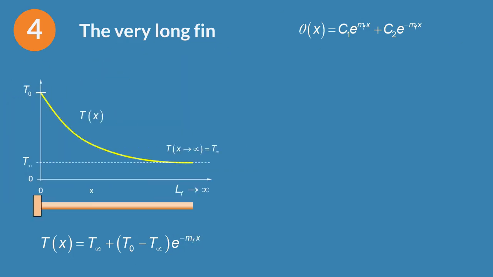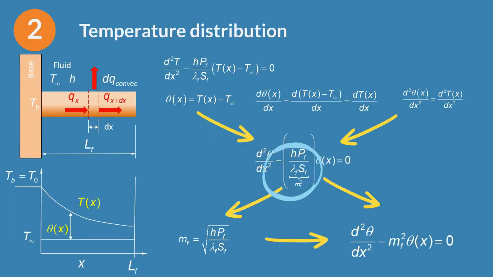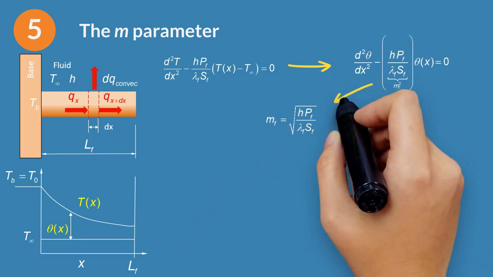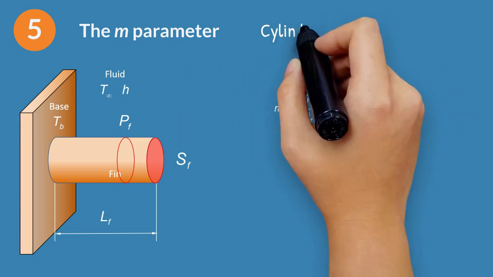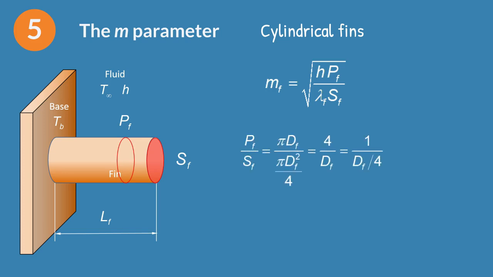Let's analyze now the expression and relevance of the m parameter. Recall that the m parameter is the result of grouping several parameters in the differential equation of a fin. The m parameter depends on the convection coefficient and the thermal conductivity of the fin. However, let's analyze the ratio between the perimeter and the cross-sectional area. For a cylindrical fin or pin, the ratio of the perimeter to the cross-section is equal to 1 divided by 1/4 of the diameter.